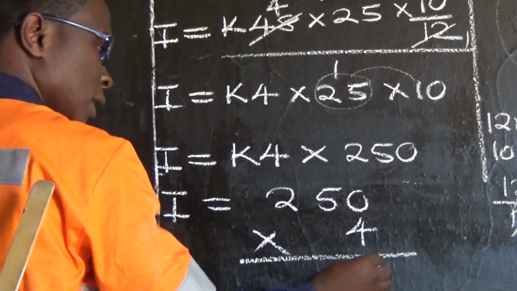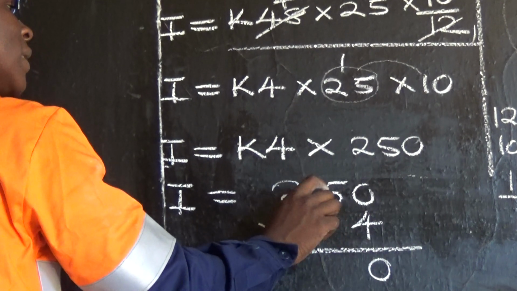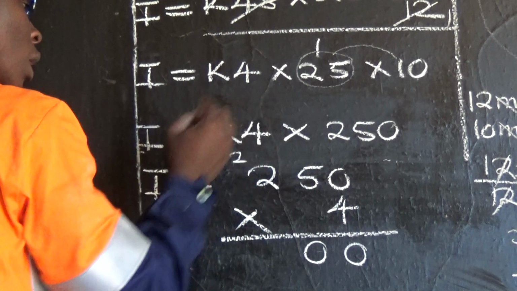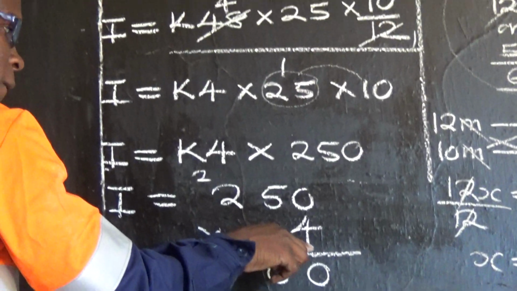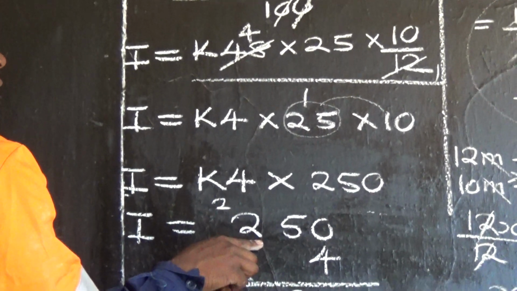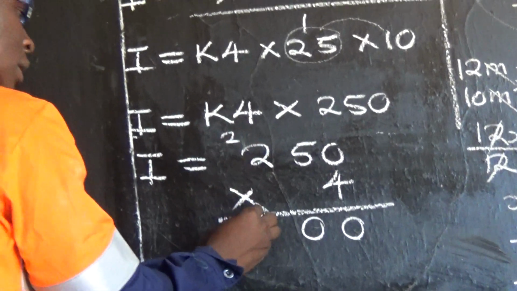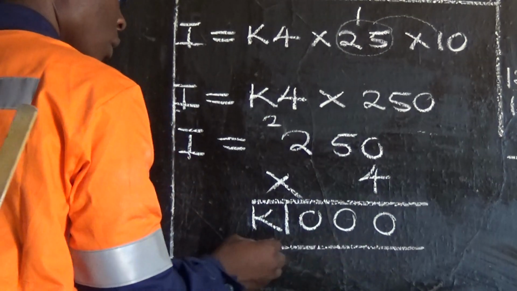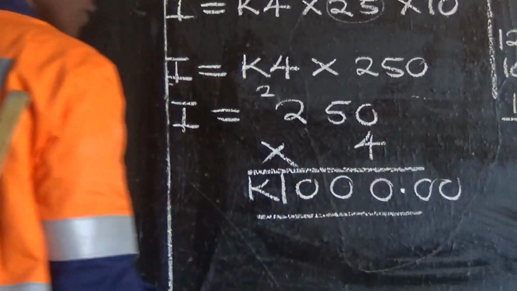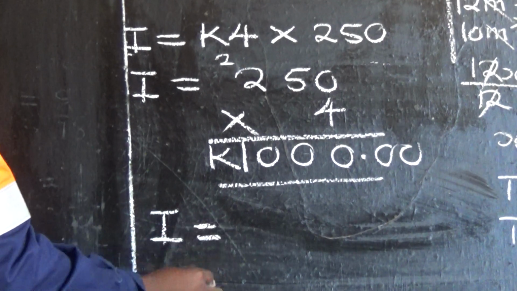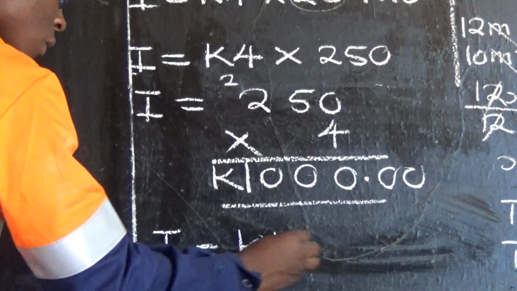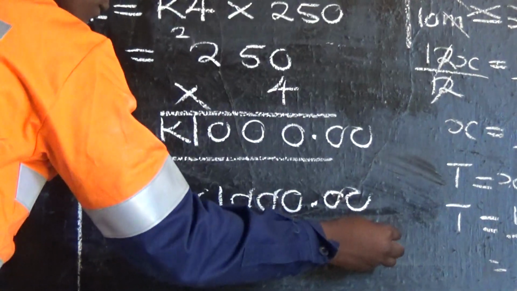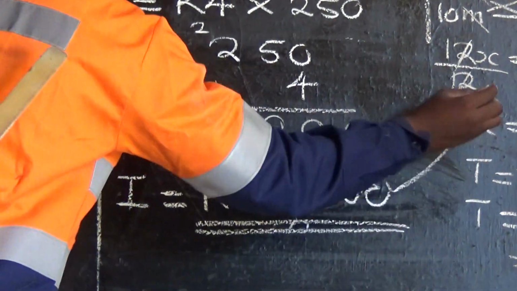4 times 0, you get 0. 4 times 5, you get 20. So write 0, carry 2. Then you look at this one. 4 times 2 is 8. 8 plus 2 gets 10. So this one becomes 1,000. So interest is equal to 1,000 kwacha. Is this difficult, people? This one is very simple.